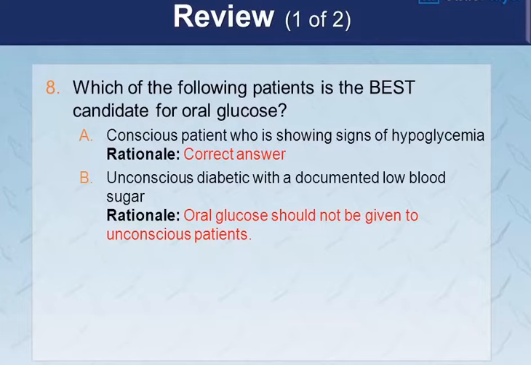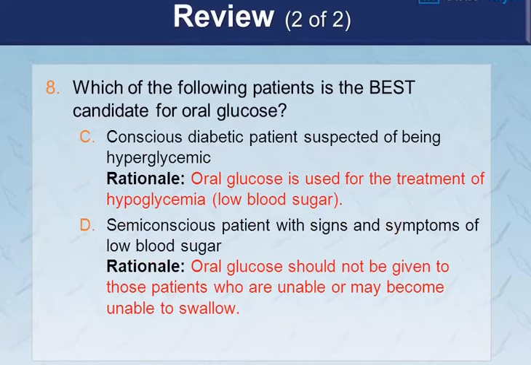Review 1 of 2. Which of the following patients is the best candidate for oral glucose? Conscious patient who is showing signs of hypoglycemia. Rationale: correct answer. Unconscious diabetic with a documented low blood sugar. Rationale: oral glucose should not be given to unconscious patients.